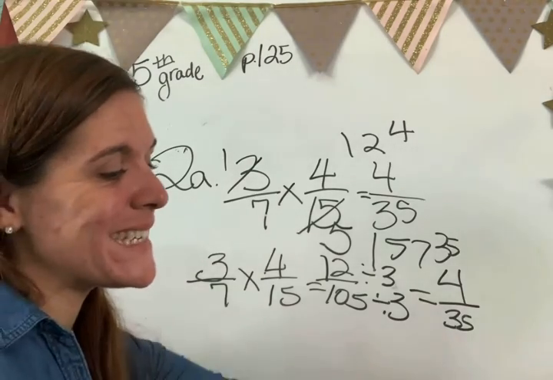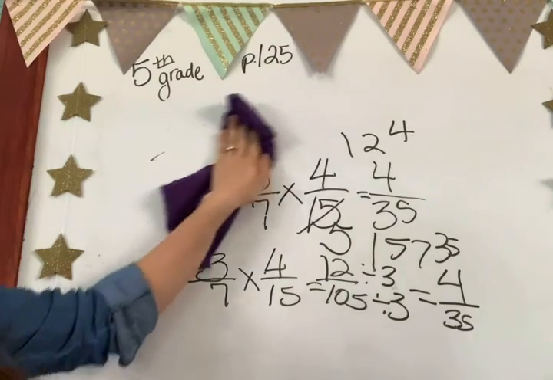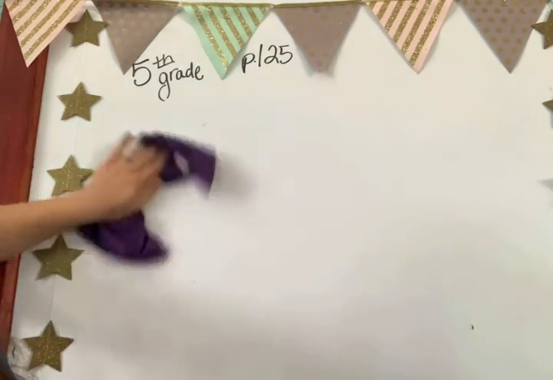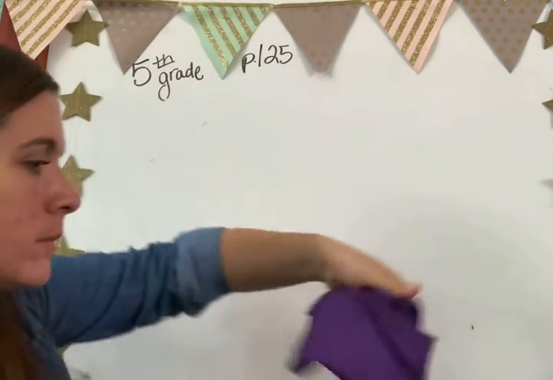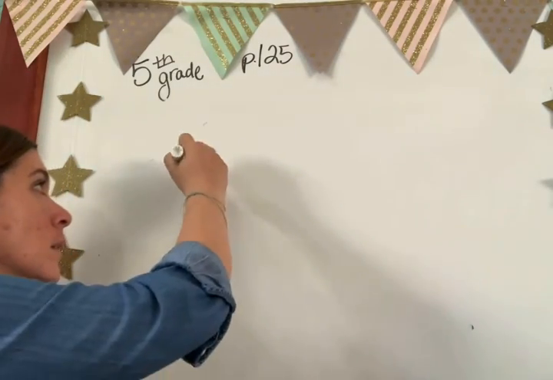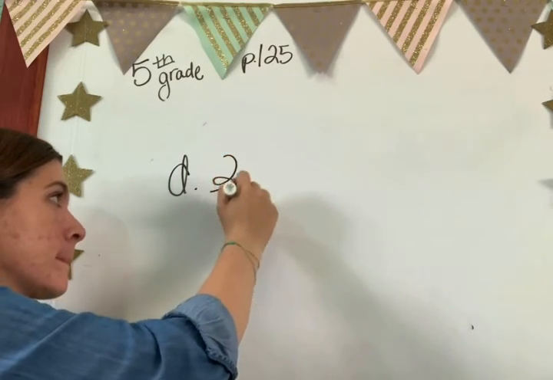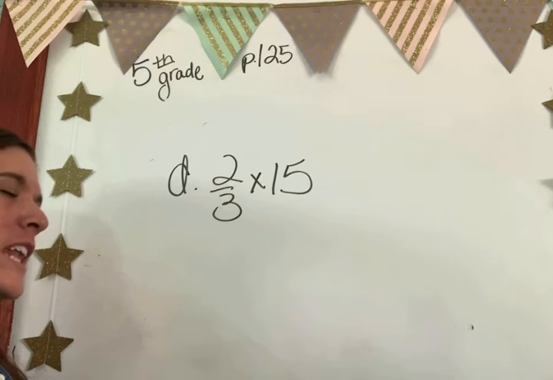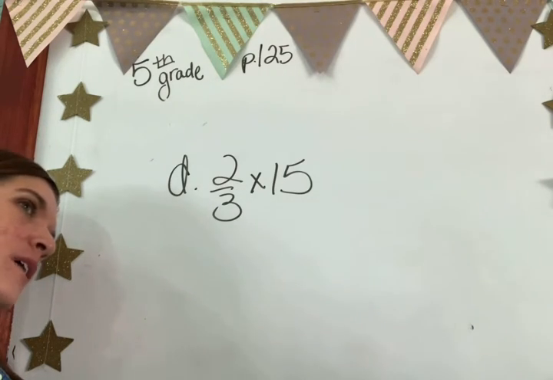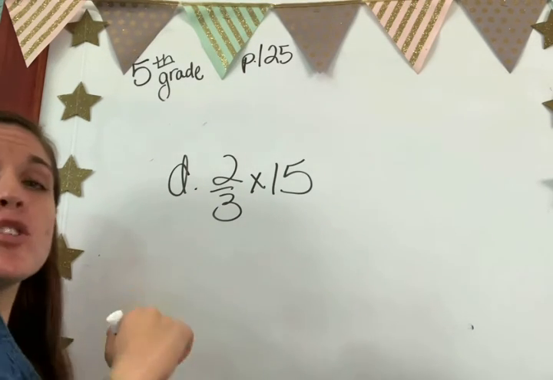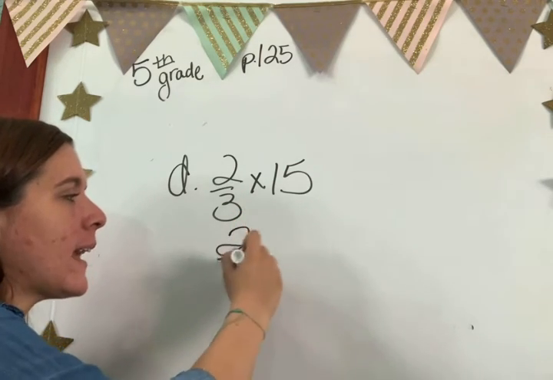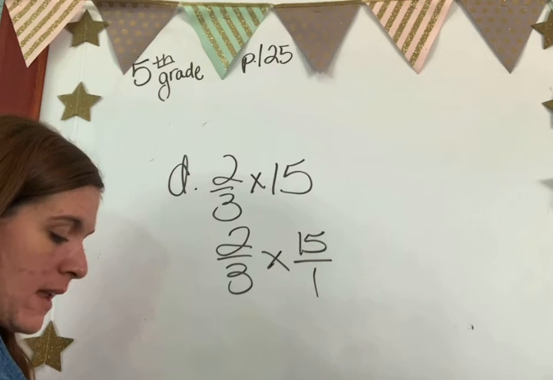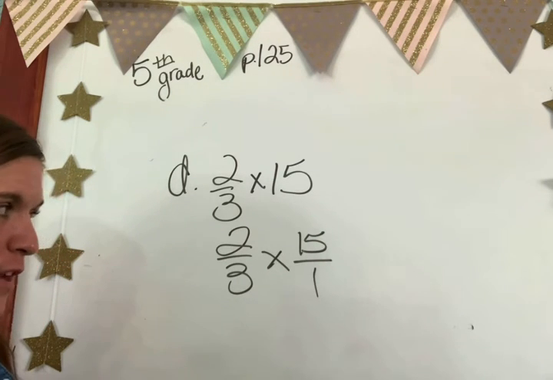Look at letter D, letter D. Okay, what do we do when we're multiplying a fraction and a whole number? A fraction and a whole number. All you have to do with the whole number is write it again with 1 as the denominator, right? Go ahead and try that one, and then Frankie is going to help me figure this one out.